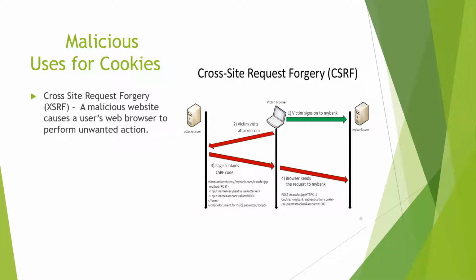Malicious uses for cookies. The cross-site request forgery. The cross-site request forgery is considered one of the top vulnerabilities in today's web, where a malicious website causes a user's web browser that has established a session through a cookie to perform an unwanted action on a trusted website. With a little help of social engineering, an attacker may force the users of the web application to execute actions on the attacker's behalf.